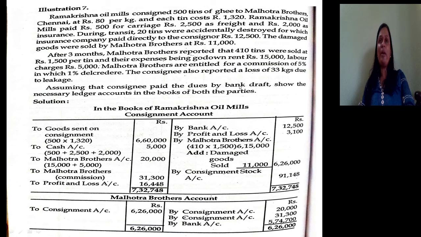So far we have not come across del credere commission. Here they have not given any base for calculation of del credere. Just like how we calculated ordinary commission so far, in the same way we will calculate now. This 5% itself includes del credere. So 5% on total sales effected by consignee: 6,26,000 into 5% is 31,300.